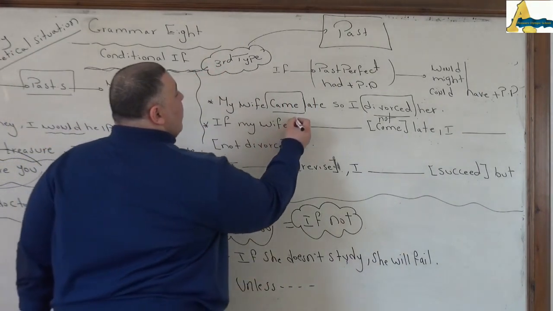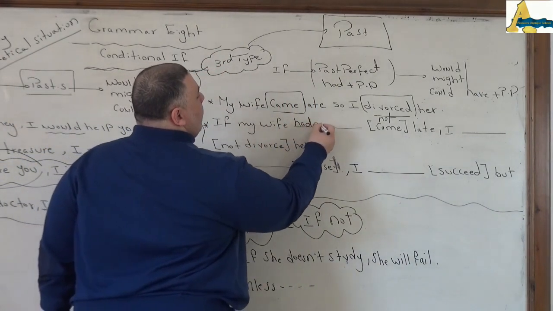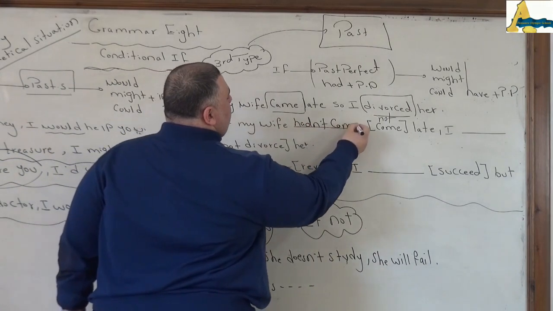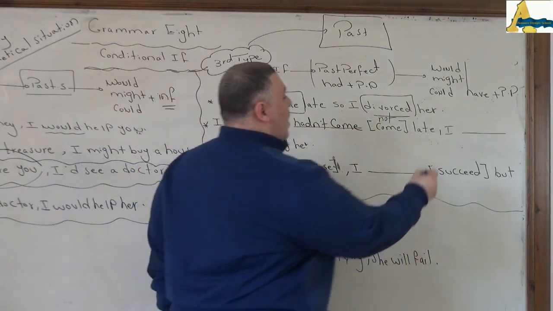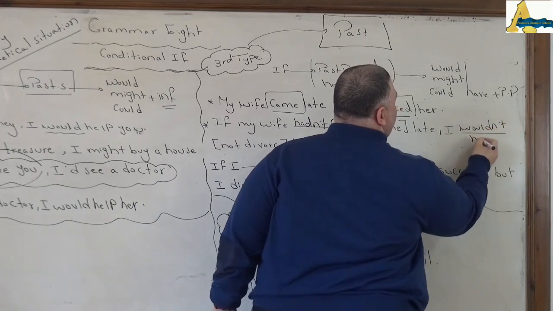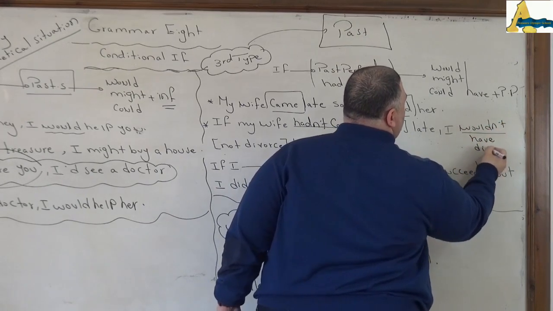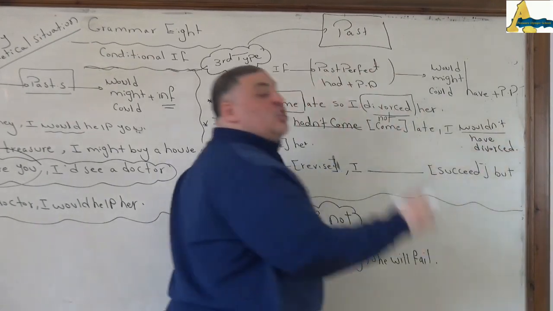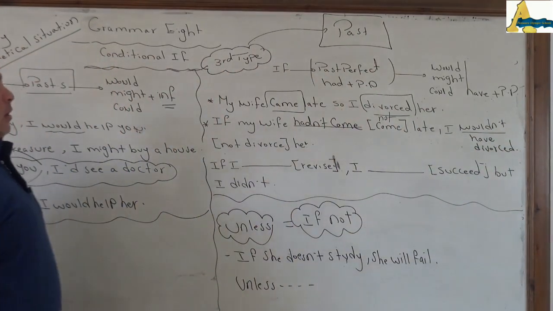It's going to be: if my wife hadn't come late, I wouldn't have divorced her. Which means that she came late and that I divorced her, right?